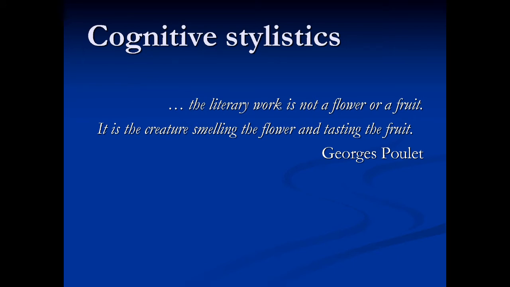Text world theory is a cognitive linguistic theory of discourse processing, initially formed by Paul Werth. It has been used as a means of analyzing the emotional engagement of readers with literary works.